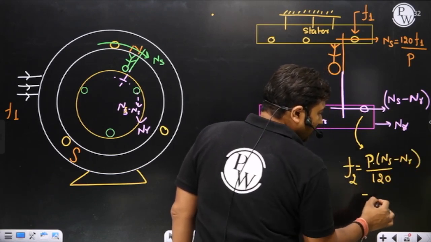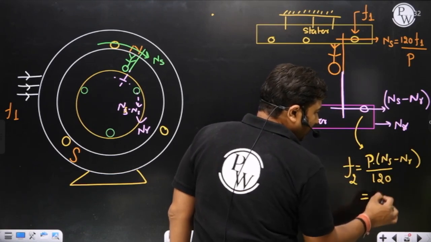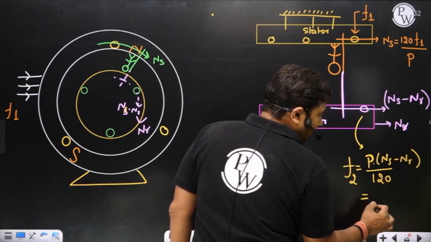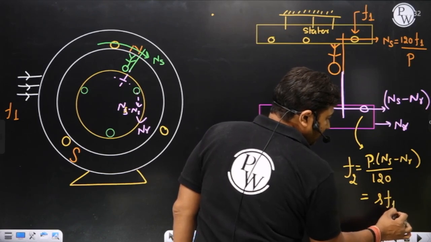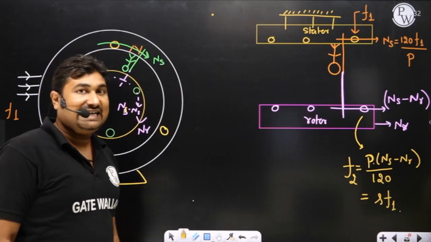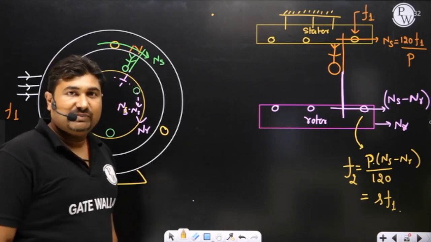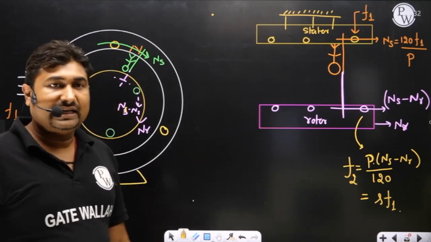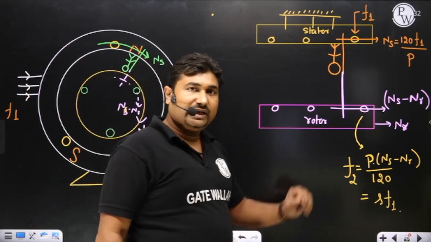Now you can clearly observe here that this will become S F1. Is it okay? Because Ns minus Nr can be represented as S Ns, and Ns is 120 F1 by P, so we will get S F1. Is it okay? Yes, sir.